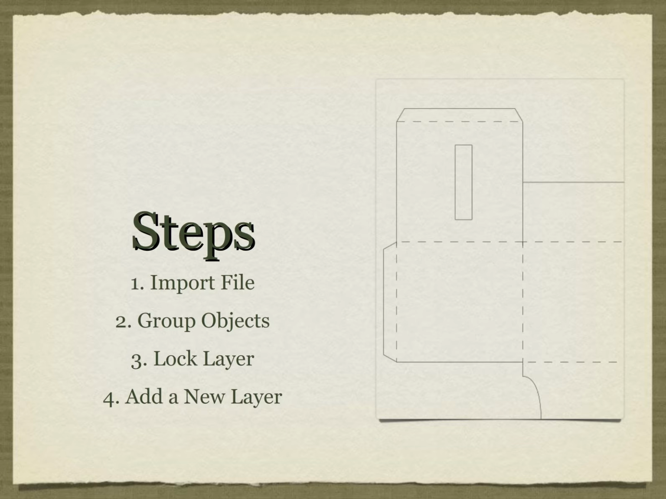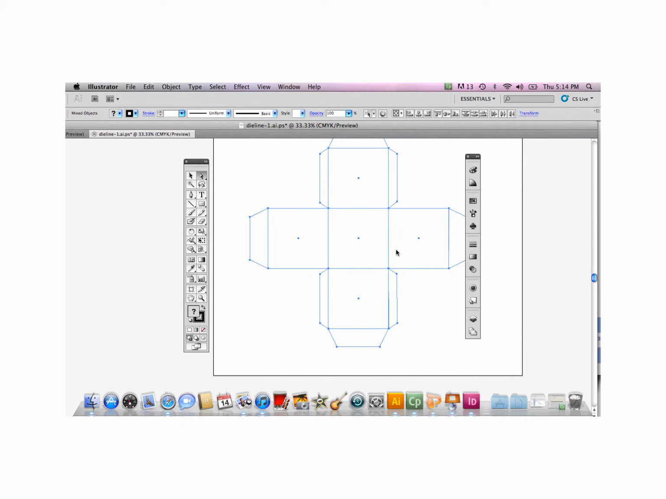The 4 steps that we're going to cover in this tutorial: number 1, you're going to learn how to import the die line file into Illustrator. The second thing we'll go over is how to group objects. The third thing is how to lock a layer. And finally, you'll be learning how to add a new layer to start your artwork.